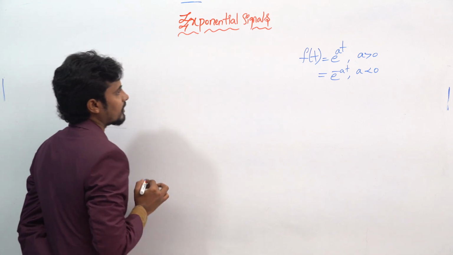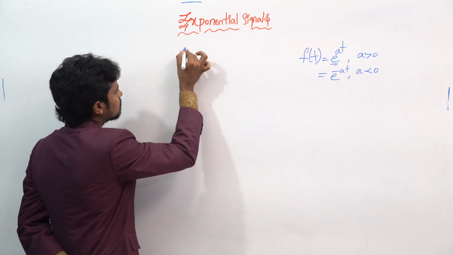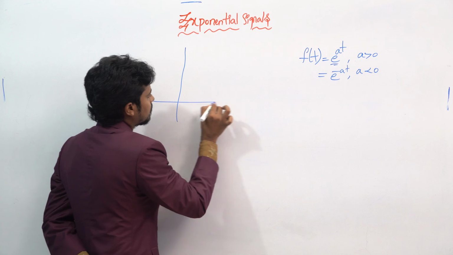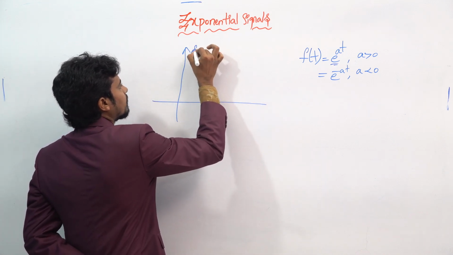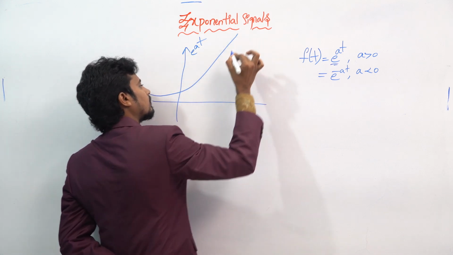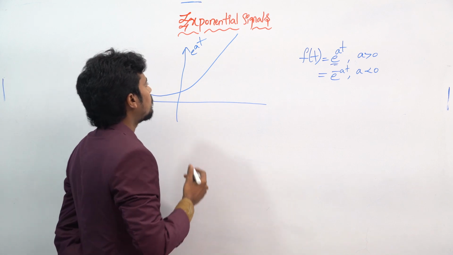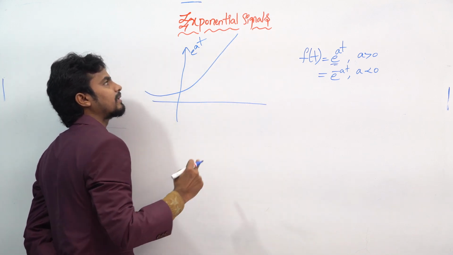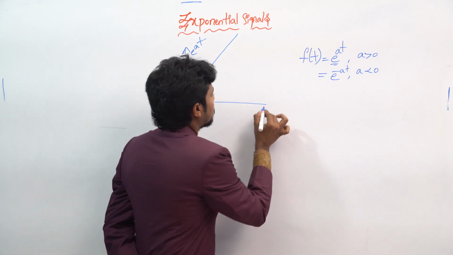Let's see the plots for this e power at signal. This will be the e power at. The plot will be like this. It will be just increasing up to infinity. This will be the time period t.